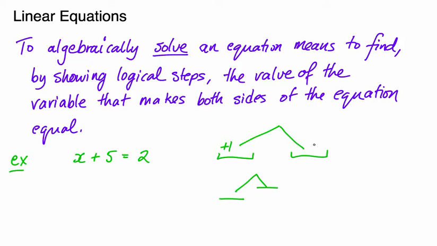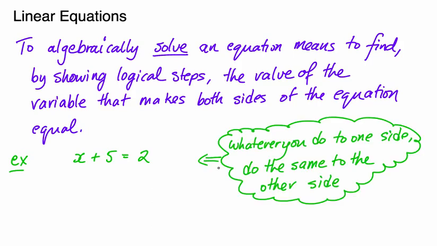So if you add 1 to one side, you would have to add 1 to the other side to keep it in balance. And that's the idea of these logical steps. Whatever you do to one side, you have to do the equal thing to the other side. So in this case, I could subtract 5 on this side and subtract 5 on this side. x plus 5 take away 5 would just be x, and 2 take away 5 would be negative 3.